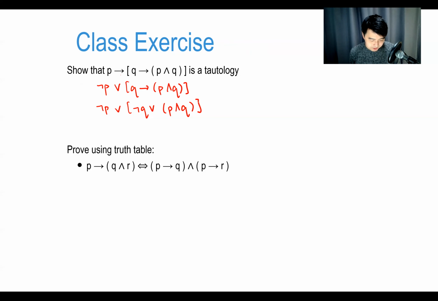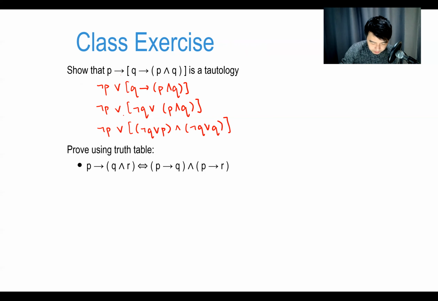Now, the first thing I want to do here is I see a not q and q. I want to distribute this inside of this bracket. So in this bracket, what I'm going to get is not q or p, and not q or q. And we have a not p or, and then that.